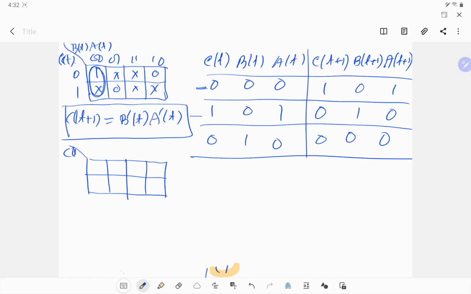C T, B T, A T. So now, for 0 0 0 we have 0. For 1 0 1 we have 1. For 0 1 0 we have 0. For 0 1 0 we have 0, and the rest I don't care. So now we can consider these 4.